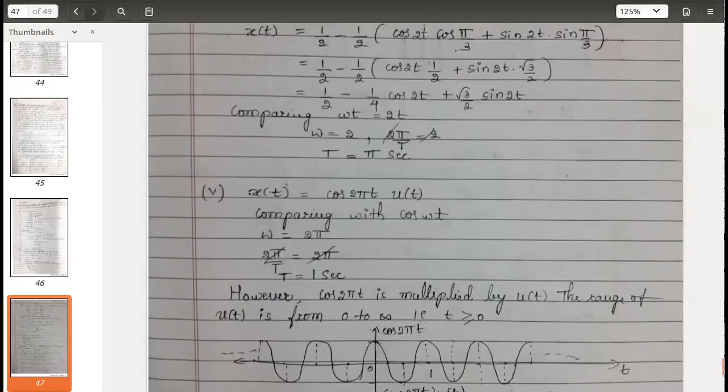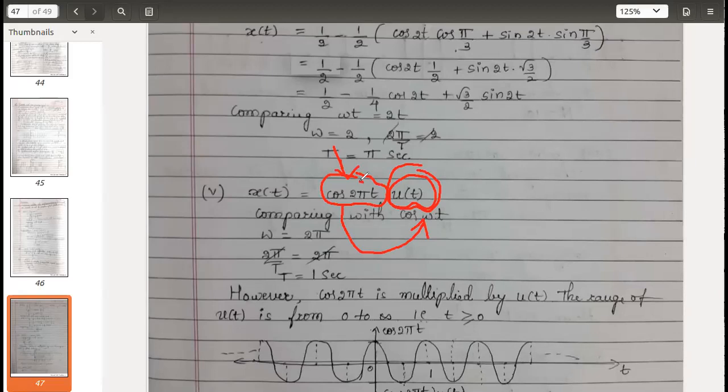Next problem. They are very simple problems, small 2 to 3 line problems. Given question, x of t equals cos 2 pi t multiplied by the unit step signal u of t. Let us start with this part first. After that, we will bother about the multiplication. First, let us start with cos. We have a standard general equation for cos angle, that is cos omega t. So compare your given x of t with cos omega t.